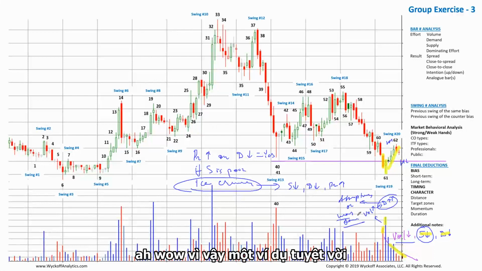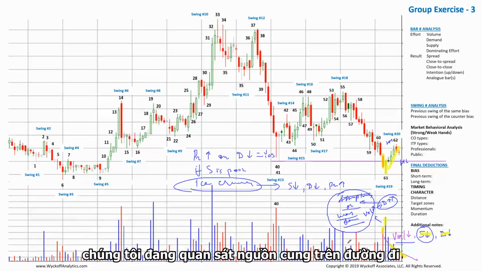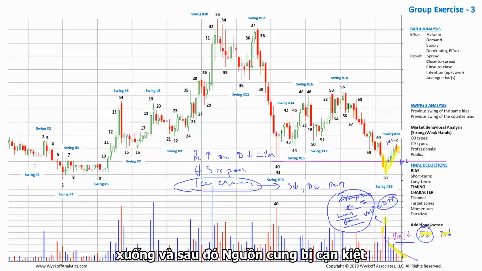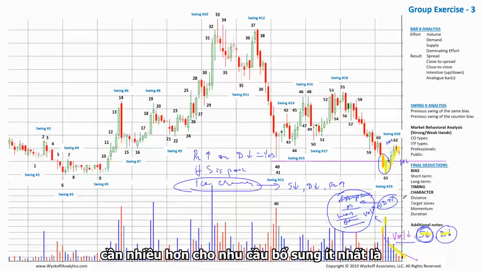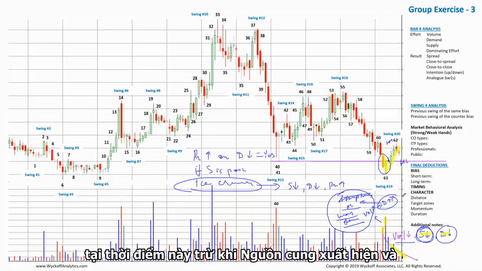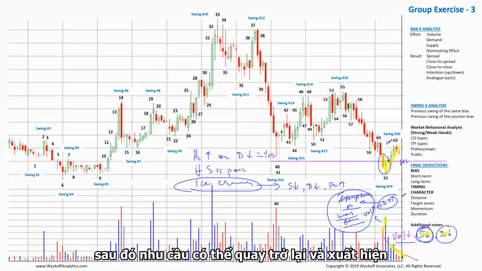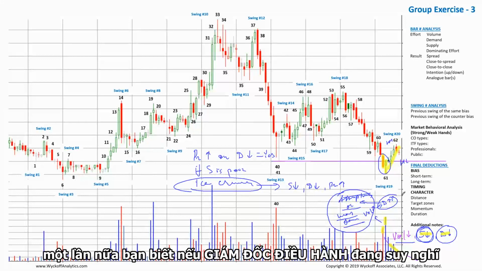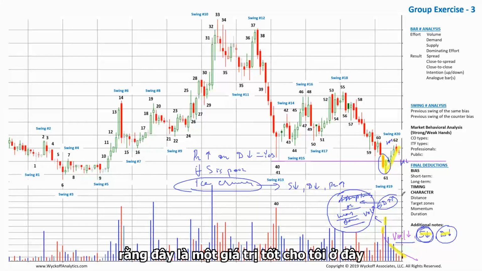Great example. So we are observing the supply on the way down, and then supply is exhausted, it's diminishing, and demand is diminishing only because it has come here. It's enough. It's sufficient. There is no more need for additional demand, at least at this point, unless supply emerges, and then demand might come back and emerge again, if the CEO is thinking that this is a good value for me here and this is a good selection.